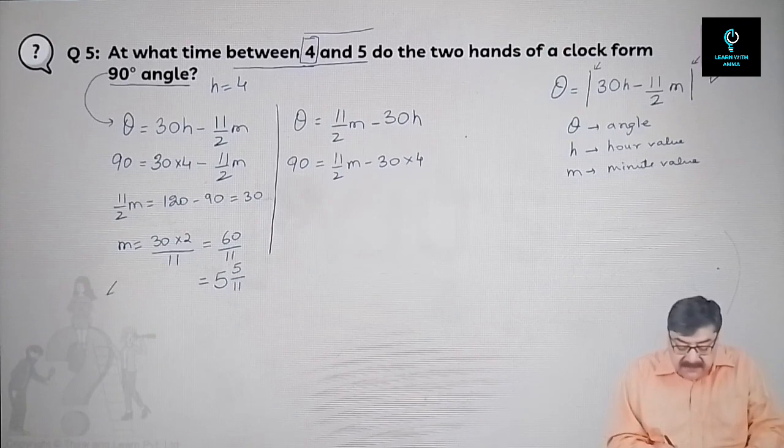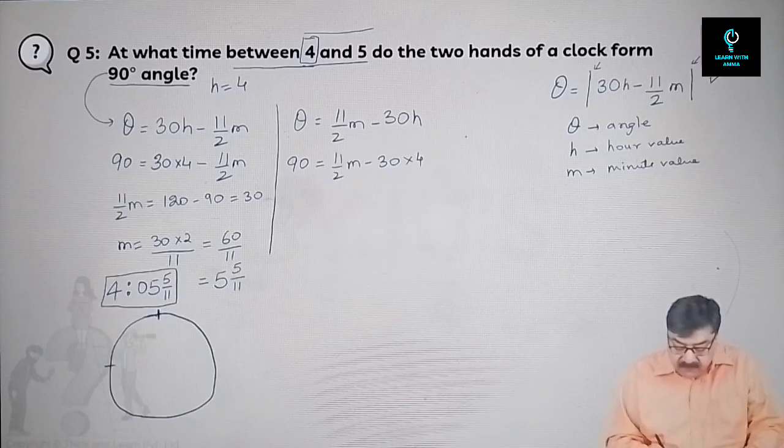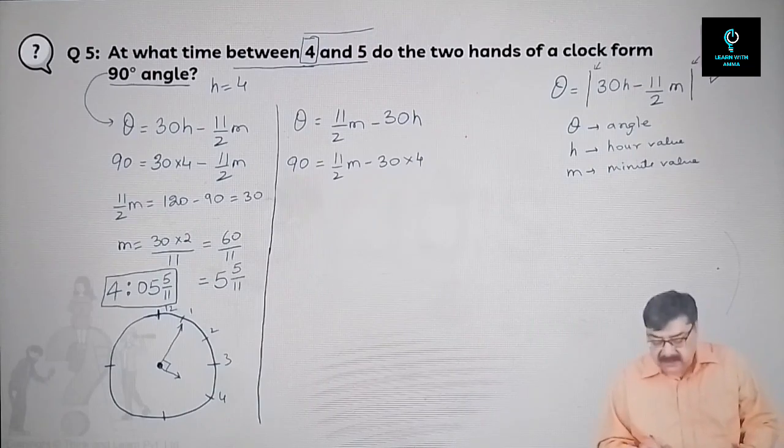Hence, the very first timing when the two hands of a clock will form a 90 degrees angle will be at 4:05 and 5 by 11. Now, roughly, this is how it would seem on the dial of a clock. Let us say something like this. So this is the first timing. Now let us find out the second timing.